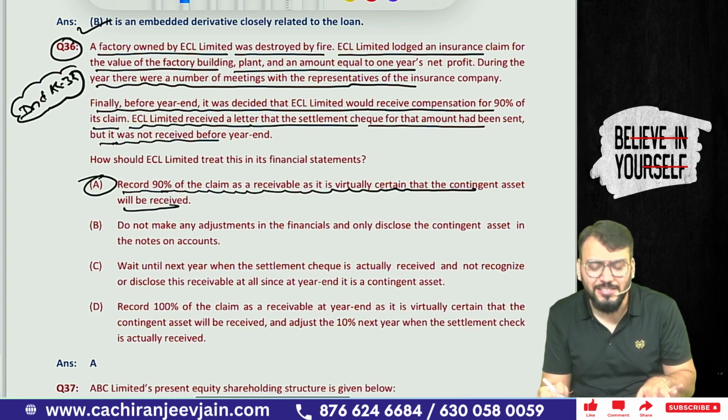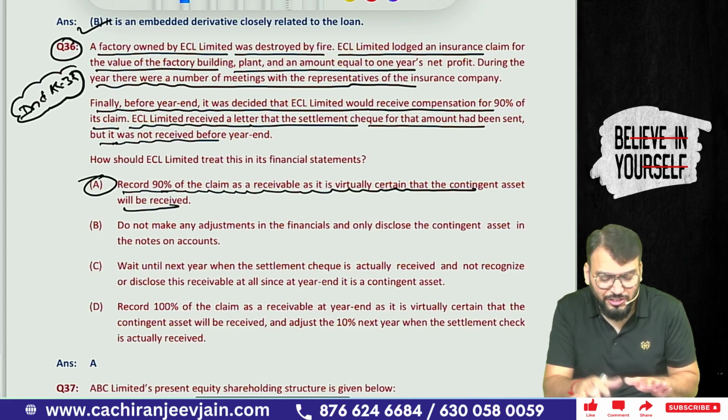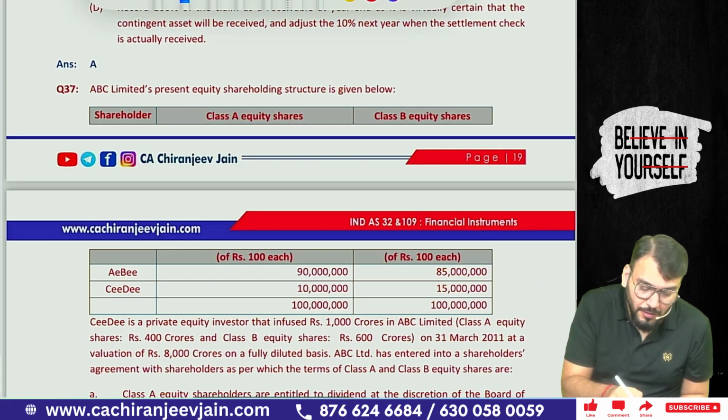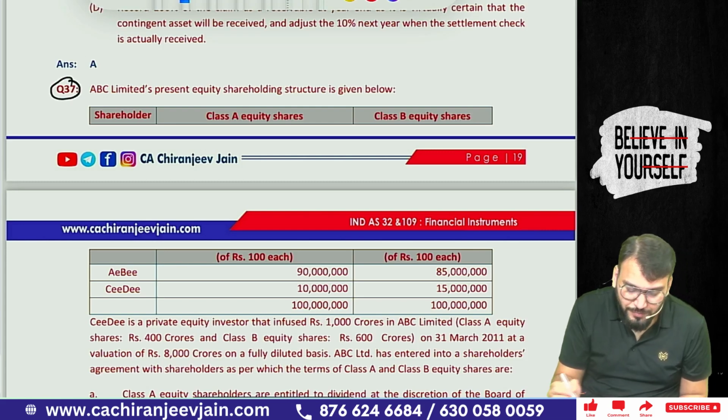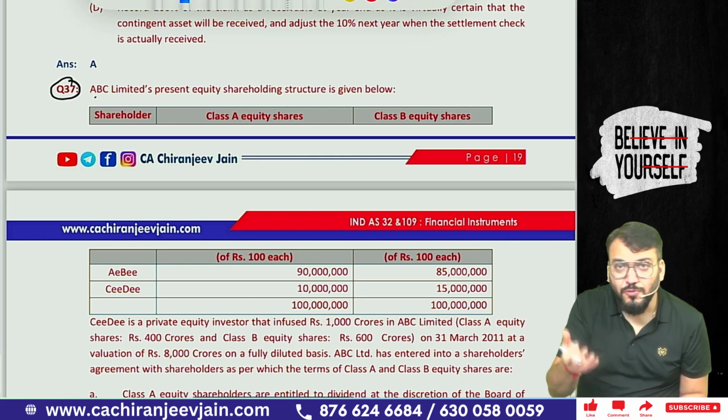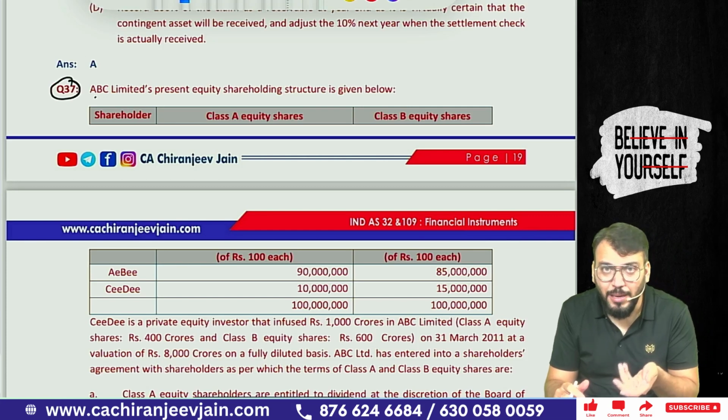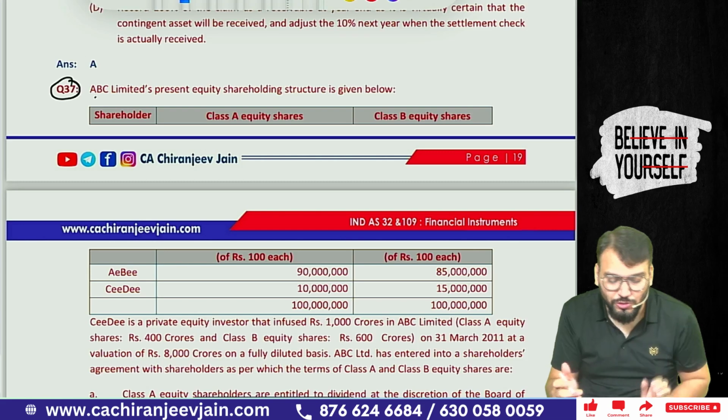It is a question of Ind AS 37. You can delete from here. By mistake it came here. Okay. Question 37 is a good question. I have taken this question from GFRS. I don't know whether this type of question will be asked, but this is from ICAI resource only.